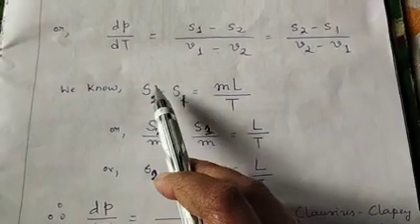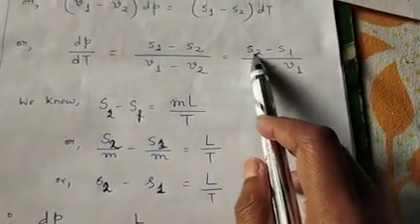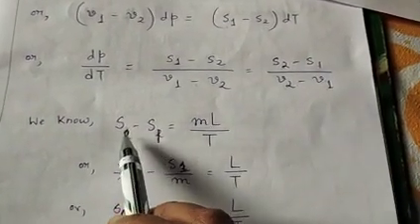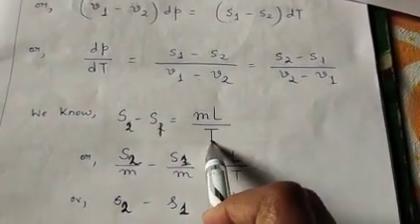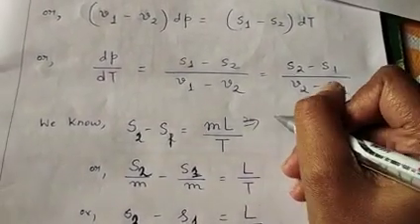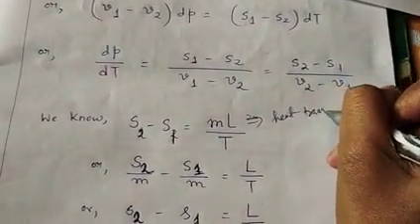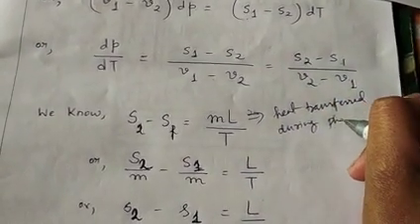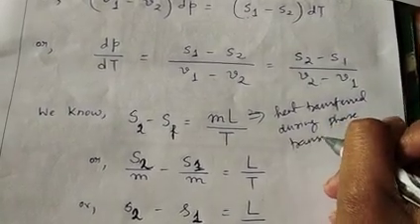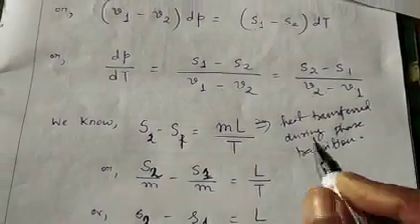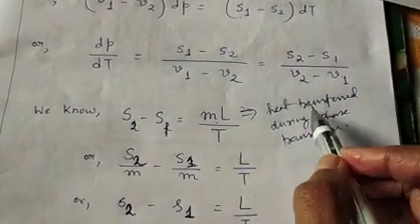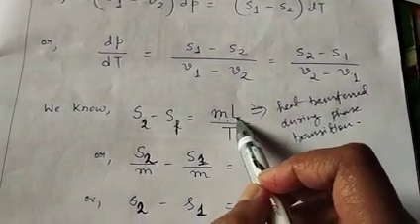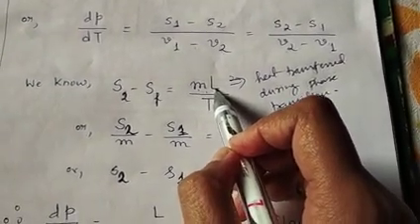So now you see this S is a small s, right? Specific, indicating specific per unit mass. So we know S2 minus S1 equals mL by T. So this mL is the heat transferred during phase transition. We know that change in entropy is Q by T. And what is Q? Q is the heat transfer during phase transition, which is m into L. M is the mass of the substance and L is the latent heat for that specific type of phase transition.